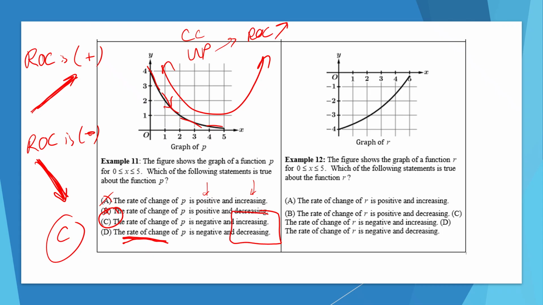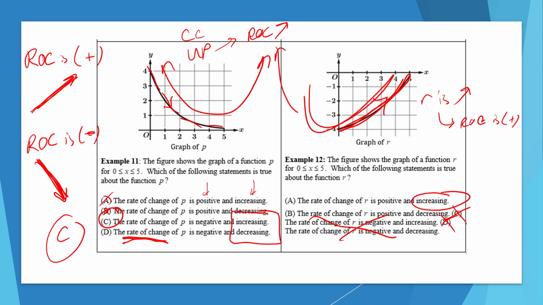Example number 12. Here, the rate of change is positive and increasing, positive decreasing, negative increasing, negative decreasing. This is a little bit off, but that's okay. Just know the rate of change should be positive because this function is increasing. So because r is increasing, that means automatically the rate of change is positive. So we can even eliminate C and D there. Those are out of the way. And then because the function is concave up as well, that means the rate of change will also be increasing, making A the correct answer there.